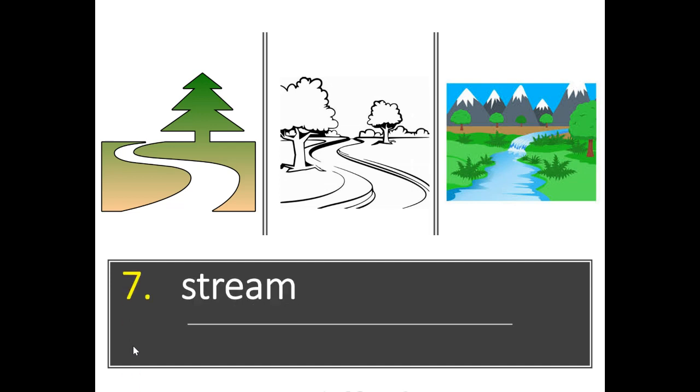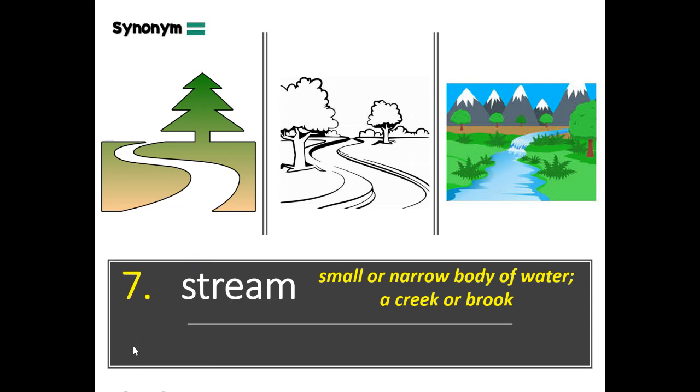They all show stream. Stream. Small or narrow body of water, a creek or brook. So a synonym or word that means the same could be creek or brook.